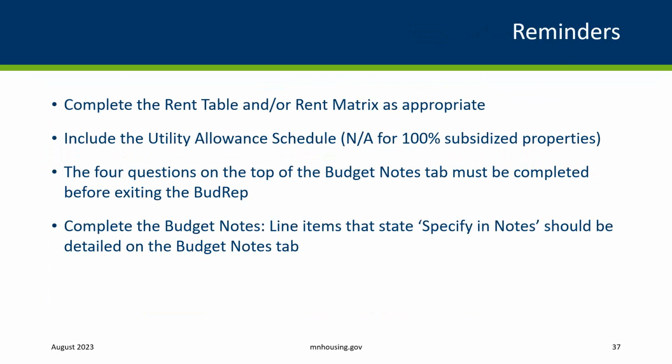Submit a utility allowance schedule, which is not applicable for 100% subsidized properties or where the owner pays all utilities. The 4 questions on the top of the Budget Note tab must be completed before you will be able to exit and save the Bud Rep.